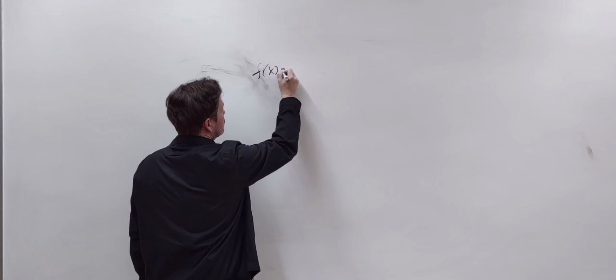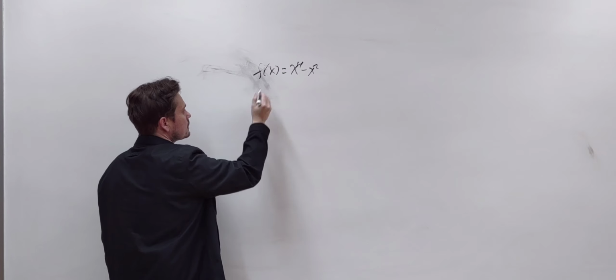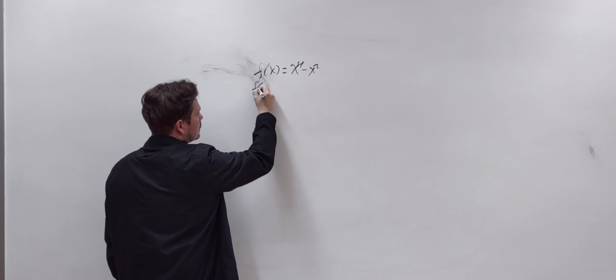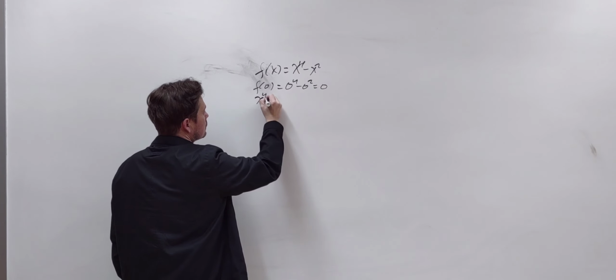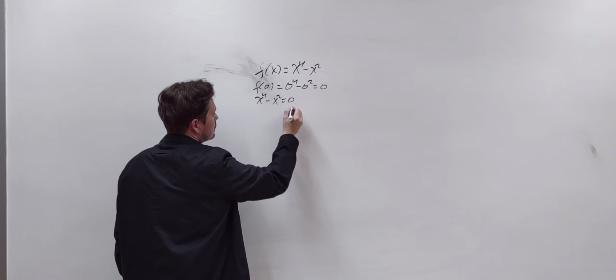Hi friends, in this one I'm going to show you how to analyze a polynomial and make a graph of it. So we have here the following, f of x is equal to x to the fourth minus x squared. First, for example, find the y-intercept. That would be f of 0, so it's going to be 0 to the fourth minus 0 squared, which is 0.